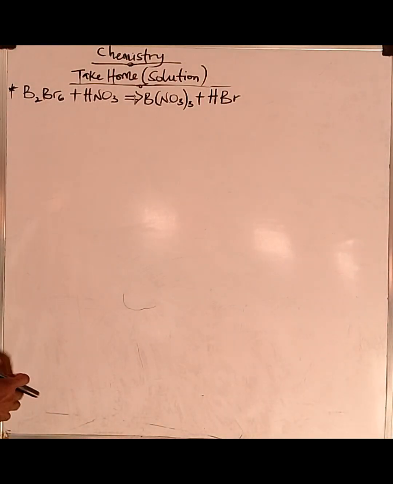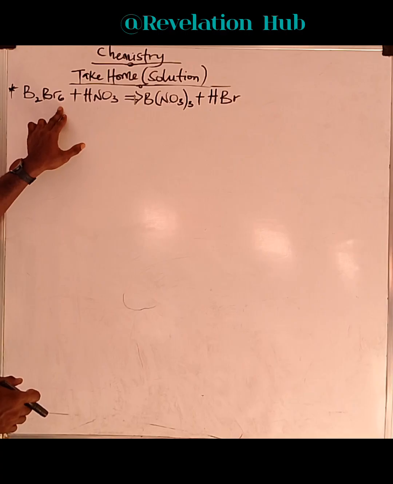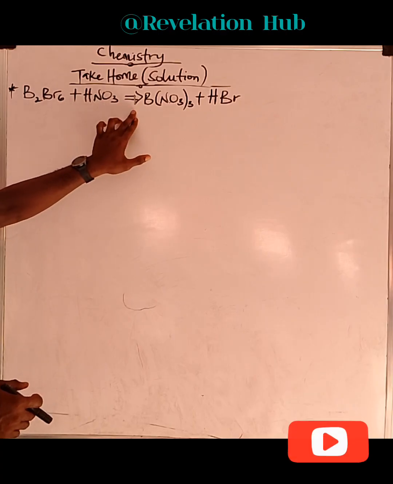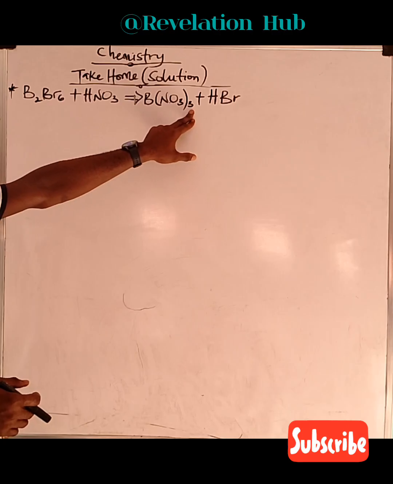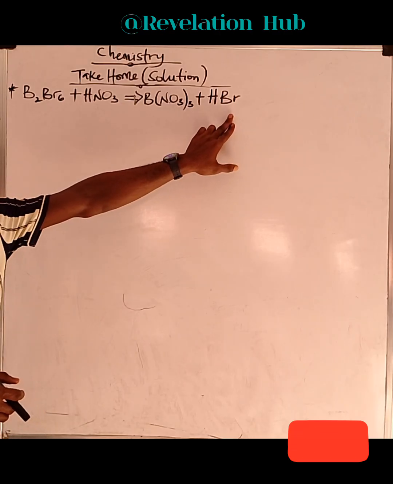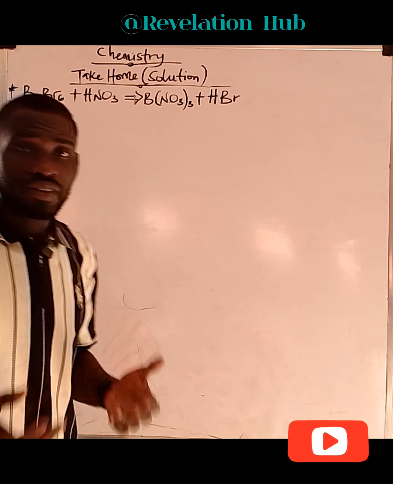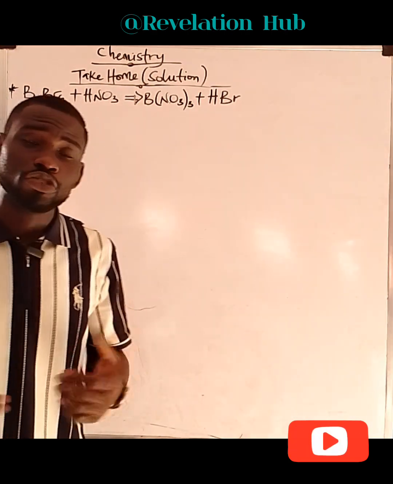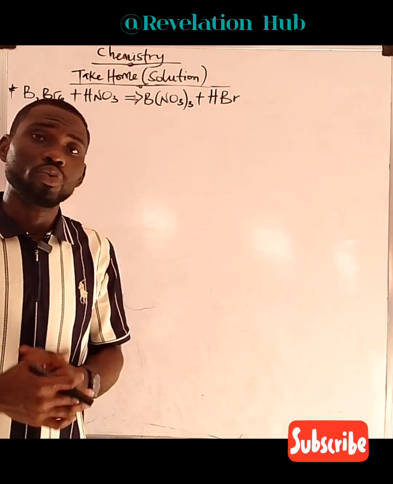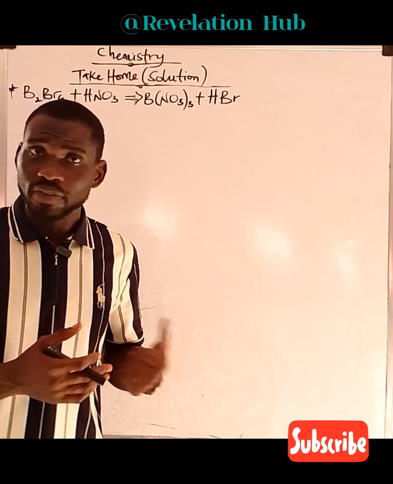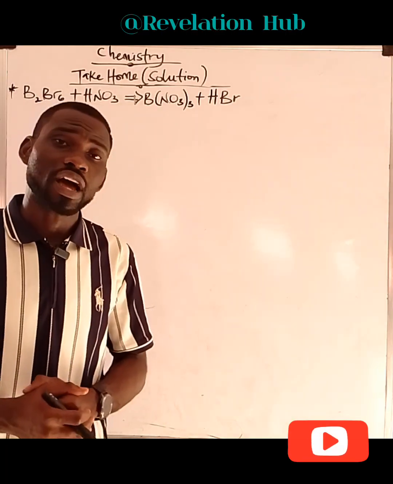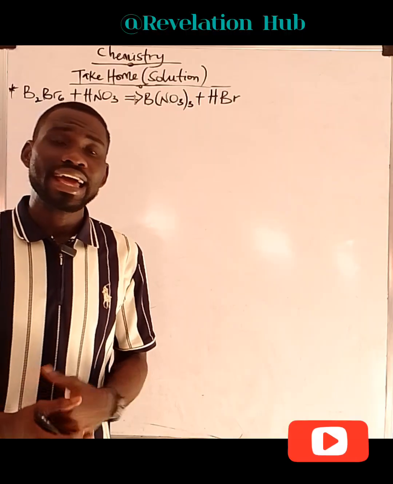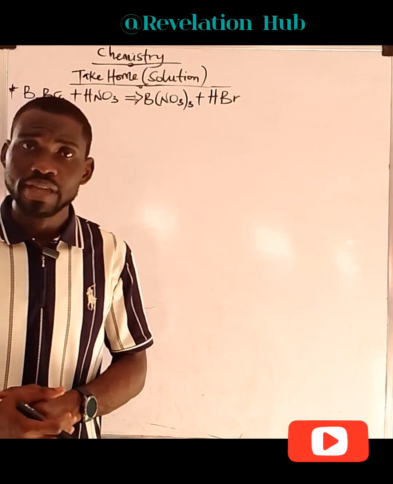Now we're asked to balance B2Br6 plus HNO3 equals B(NO3)3 plus HBr. First of all, in our previous lesson, we said there are two major methods which can be used to balance a chemical equation. First, we have the trial and error method, and the second method is the algebraic method.